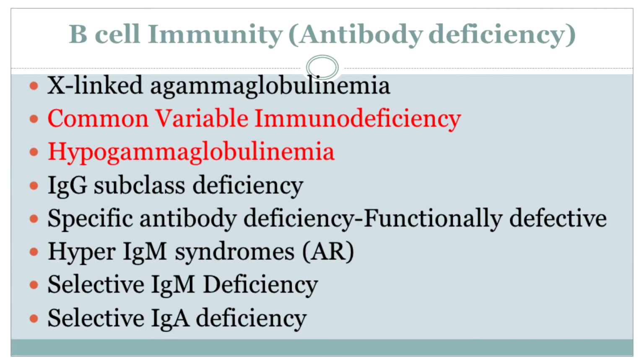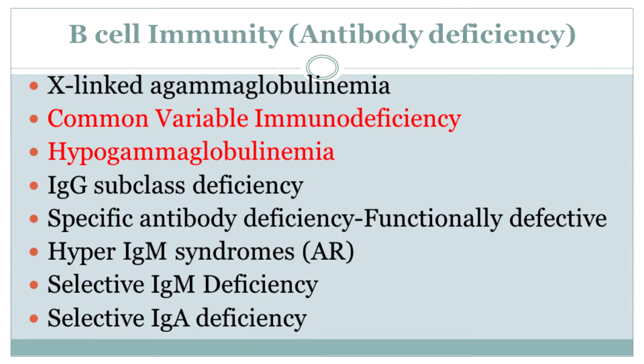So what are some examples of antibody deficiency syndromes? X-linked agammaglobulinemia. This patient is a male patient that presents with recurrent infections, typically sinopulmonary or GI infections. They have absolutely no antibodies. Some have normal B cells and some have a decreased amount of B cells, depending on the gene defect involved.